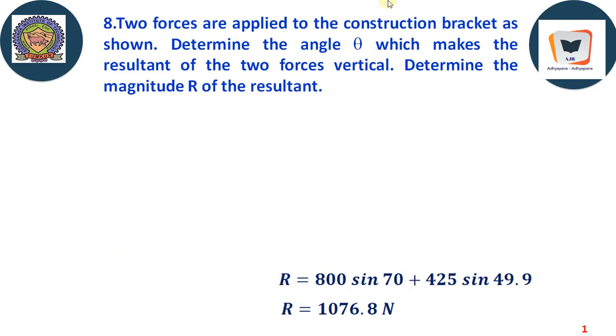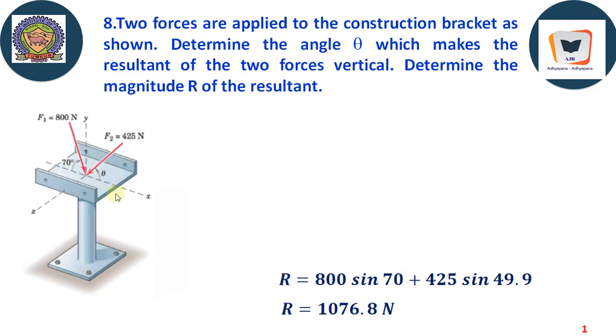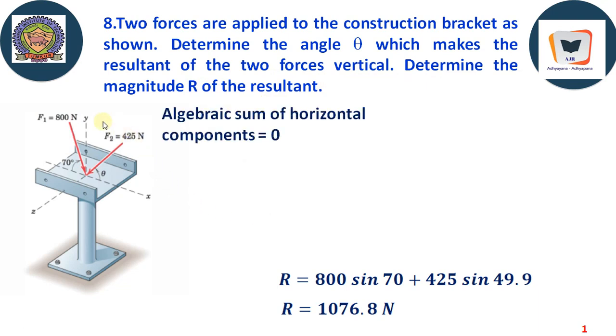Next problem, two forces are applied to the construction brackets. This is the construction bracket as shown. Determine the angle theta which makes the resultant of the two forces vertical. Determine the magnitude R of the resultant. This is very much similar to the previous problem, but however the figure should not be confused to be a three-dimensional force system. Of course, this is the plane that we are going to consider.